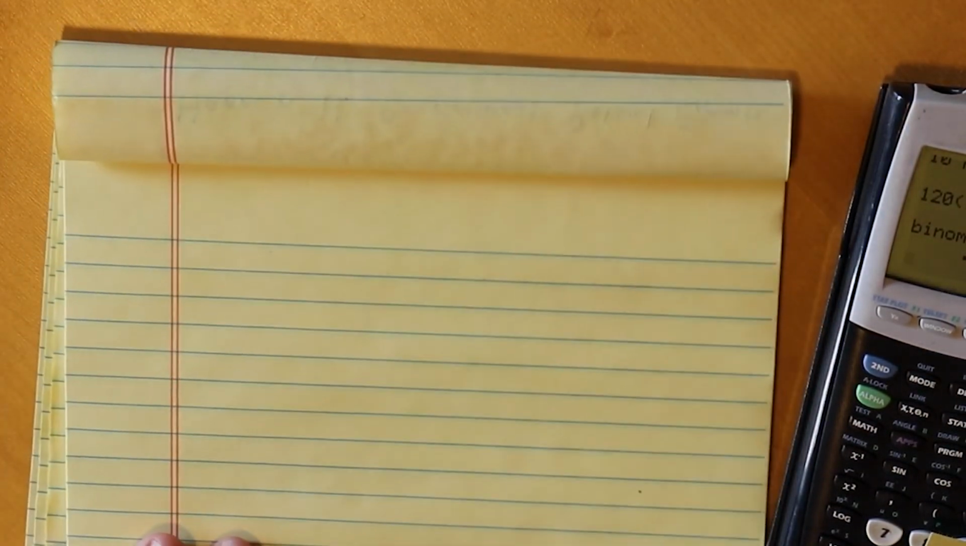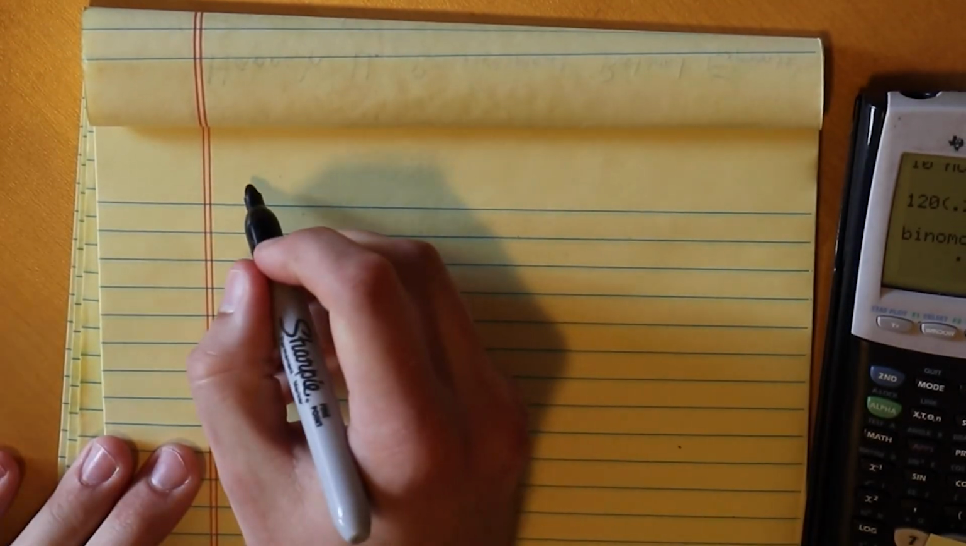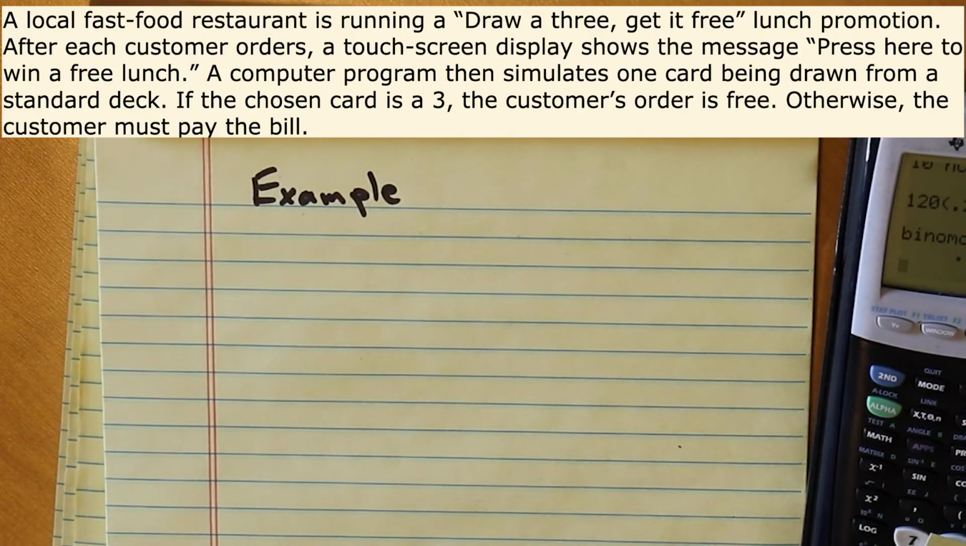Let's take a look at one more example. I think the examples are going to be helpful really here. So a local fast food restaurant is running a draw 3, get it free lunch promotion. After each customer orders, a touchscreen display shows the message, "Press here to win a free lunch." The computer program then simulates 1 card being drawn from a standard deck. If the chosen card is 3, the customer's order is free. Otherwise, the customer must pay the bill.